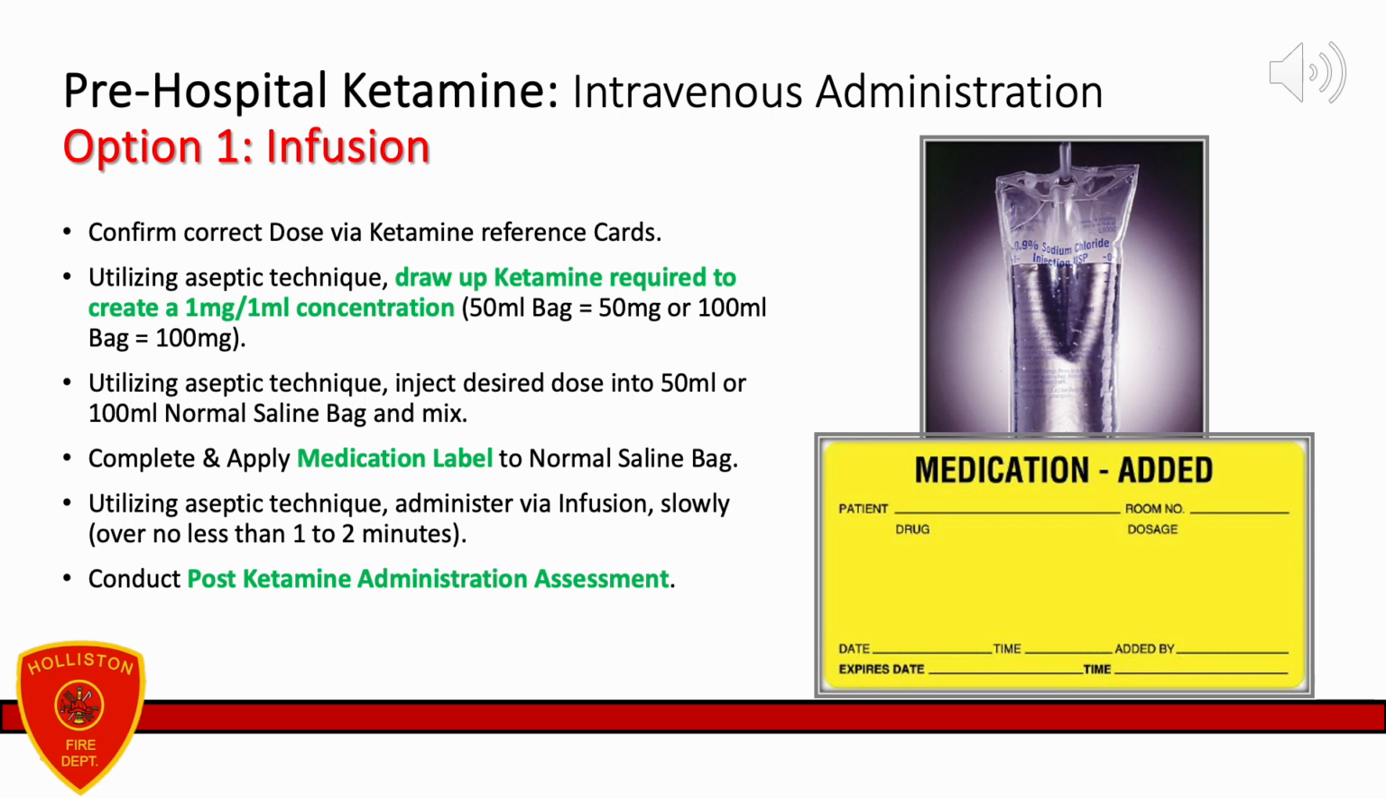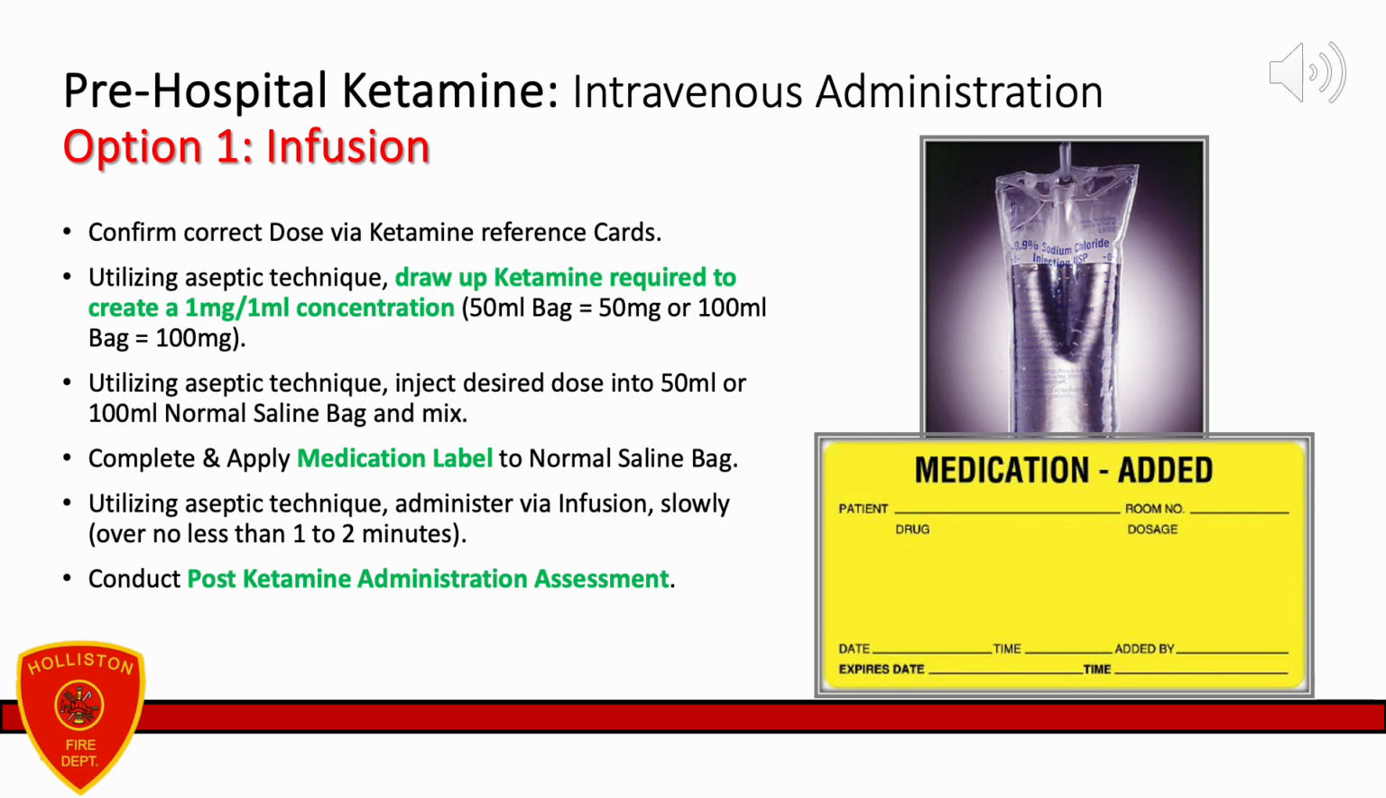So again, we want to make the concentration of 1 milligram in 1 ml. So we're going to take the vial of medication. If it's 50 milligrams of ketamine, we want to put that into a 50 ml bag to make the concentration 1-to-1. If it's a 100 milligram vial, we can put that into a 100 ml bag of normal saline to make the concentration 1-to-1. If our vial is outside of those, we can just draw up the 50 milligrams and put it into a 50 ml bag, or just draw up the 100 milligrams and put it in a 100 ml bag, and remember that the rest is stored appropriately and has to be wasted at the hospital.